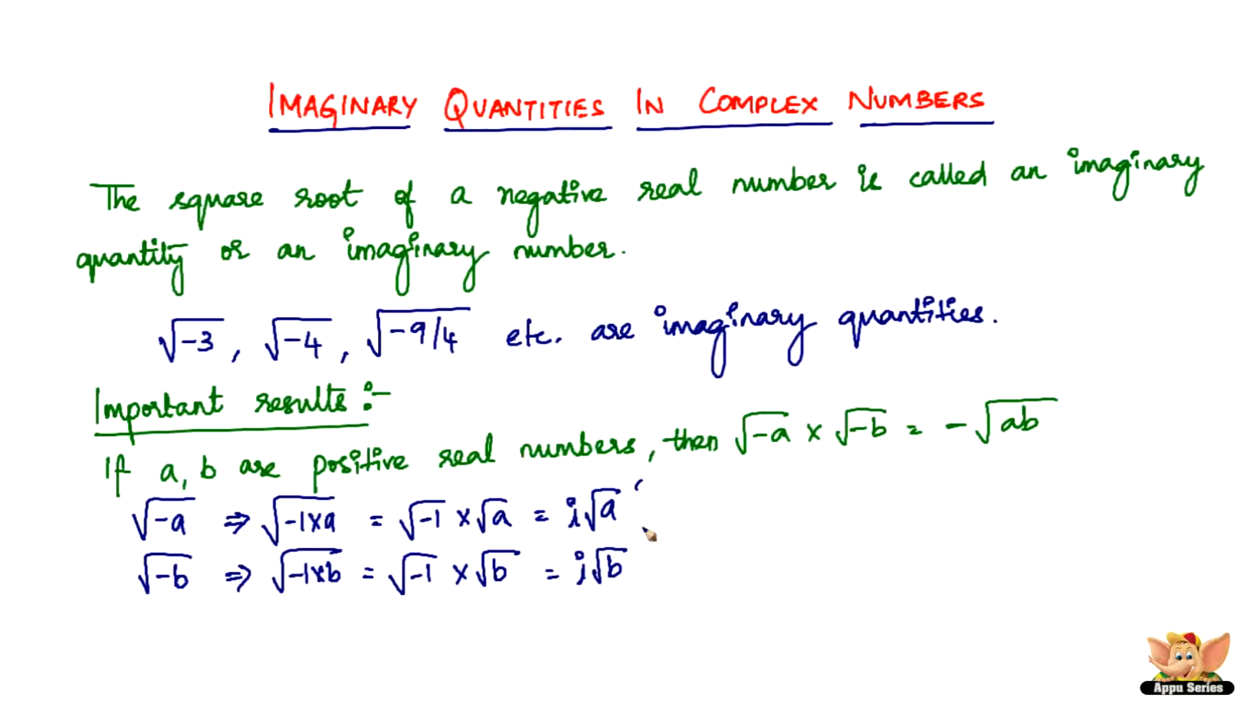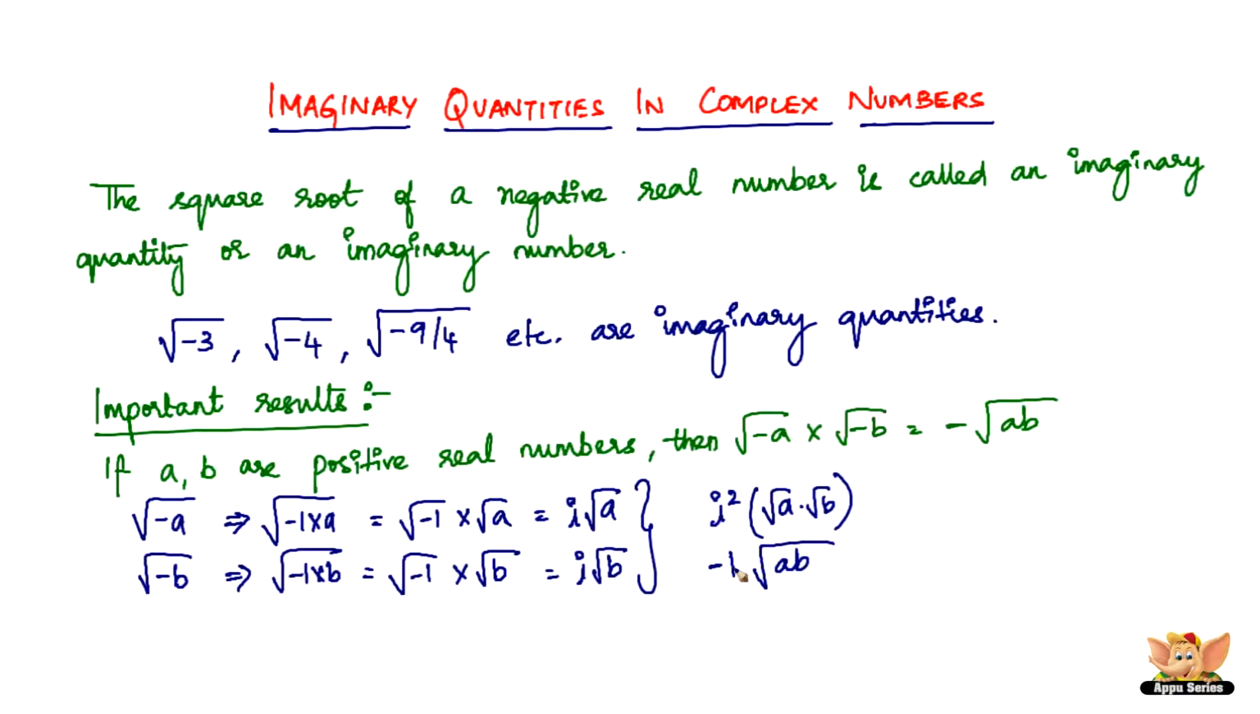Alright, so when you multiply these two, we have i square times root a into root b, and i square is nothing but -1. So -1 times root of ab. You know, root of a into root of b is root of ab. Root of 2 into root of 3 is nothing but root of 6. So that's what it is. You can multiply numbers like this when they are in square roots only.